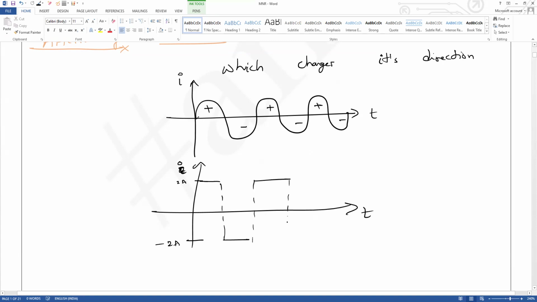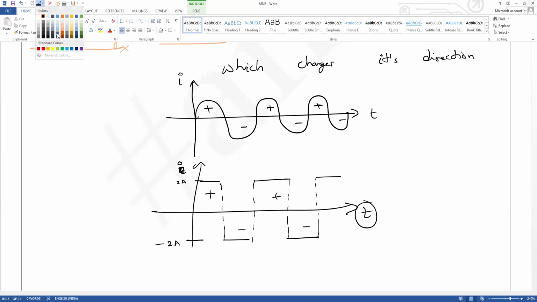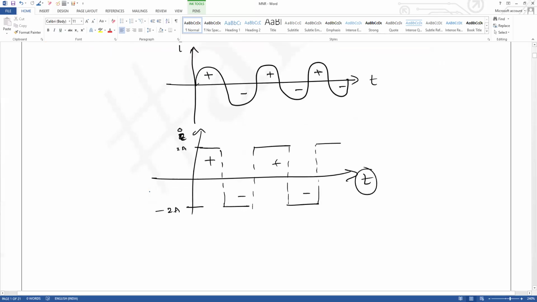Plus 2 ampere, again going down, minus 2 ampere, again going plus 2 ampere. So this is plus, minus, plus, minus. That is what is called varying directions. Keep on, that is what we call alternating current.